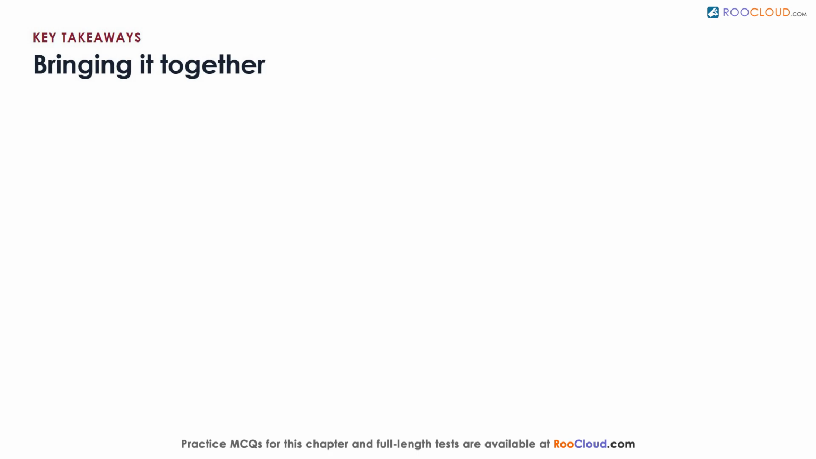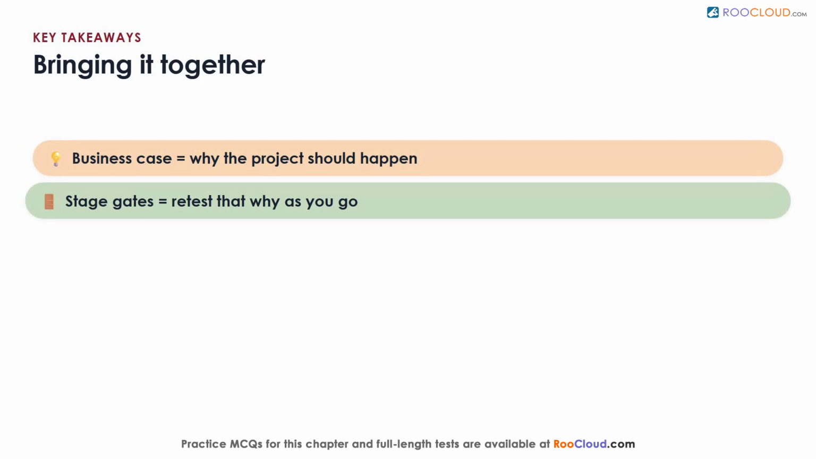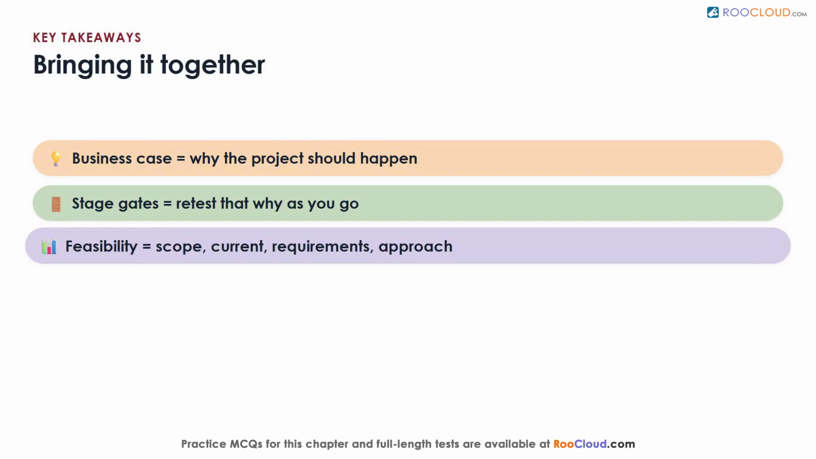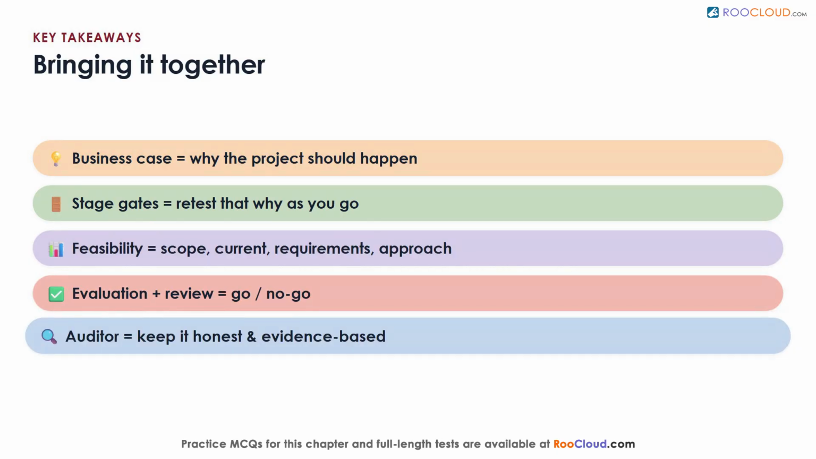So let's bring it together. The business case answers why a project should happen. Stage gates keep retesting that answer as you go. The feasibility study runs scope, current state, requirements, and approach. Then evaluation and review decide go or no go. And your job is to keep the whole thing honest and evidence-based.